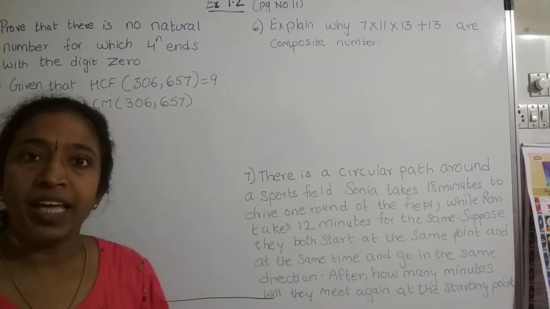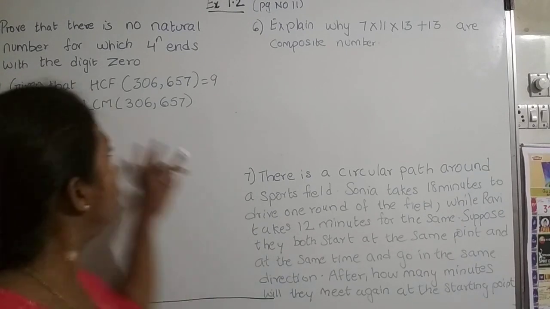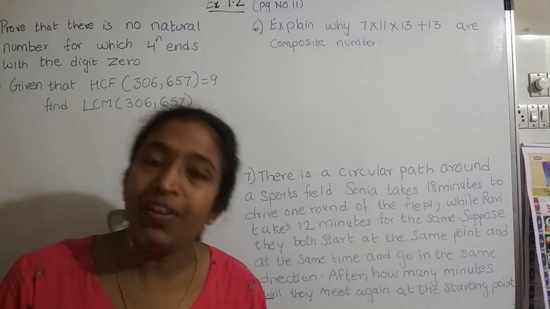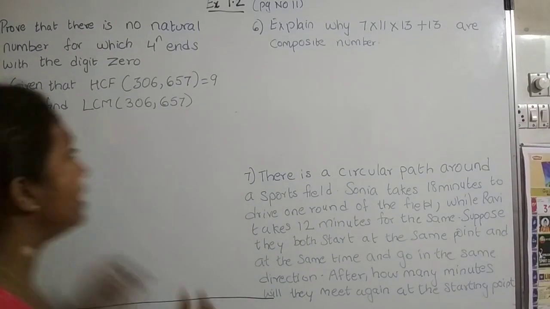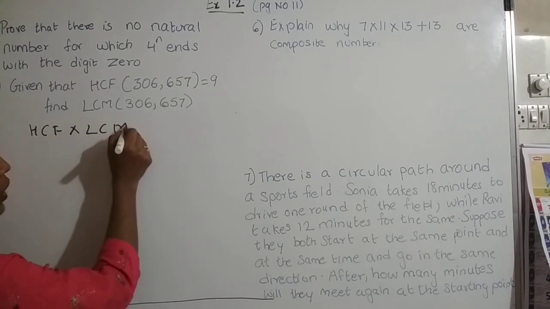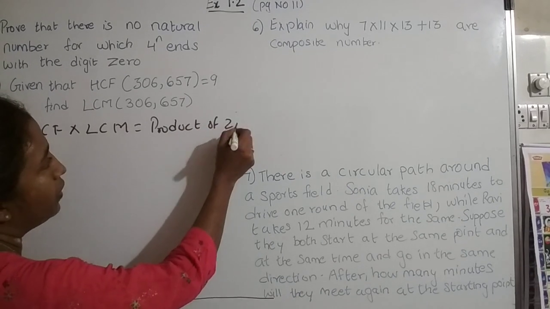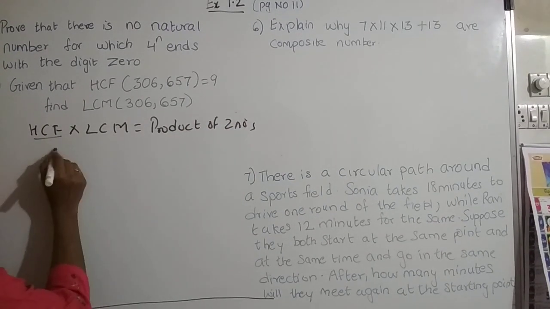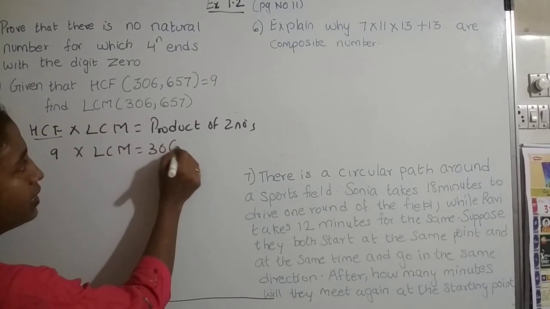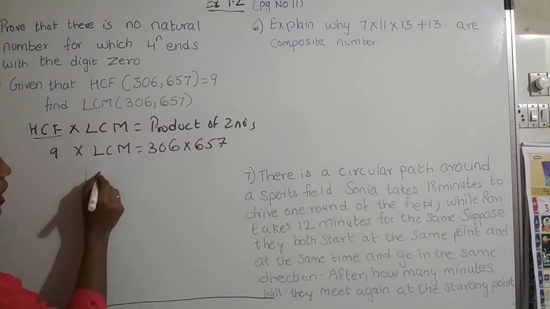So two numbers are given, HCF is given, you have to find the LCM. So we can do in two ways. We can directly find the LCM by prime factorization method. Second way, we can use a property. What does the property say? HCF into LCM equal to product of two numbers. So we have here HCF as 9 and LCM here. Product of two numbers is 306 into 657. So this 9 goes here, so directly we can find LCM.